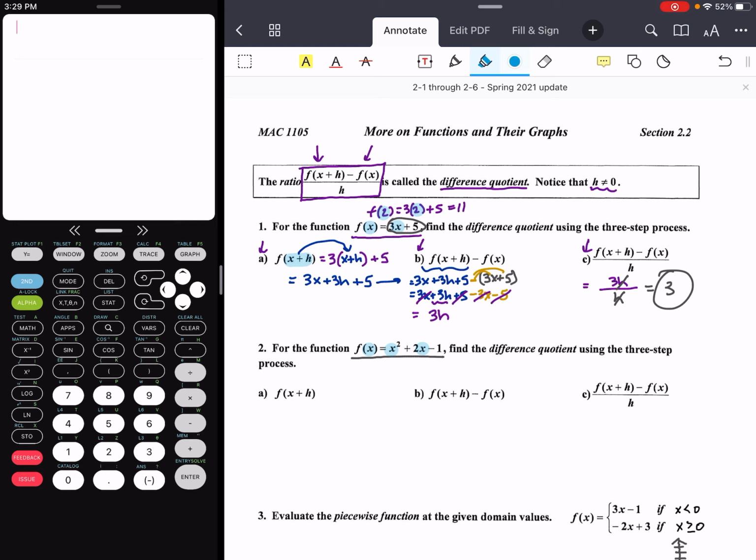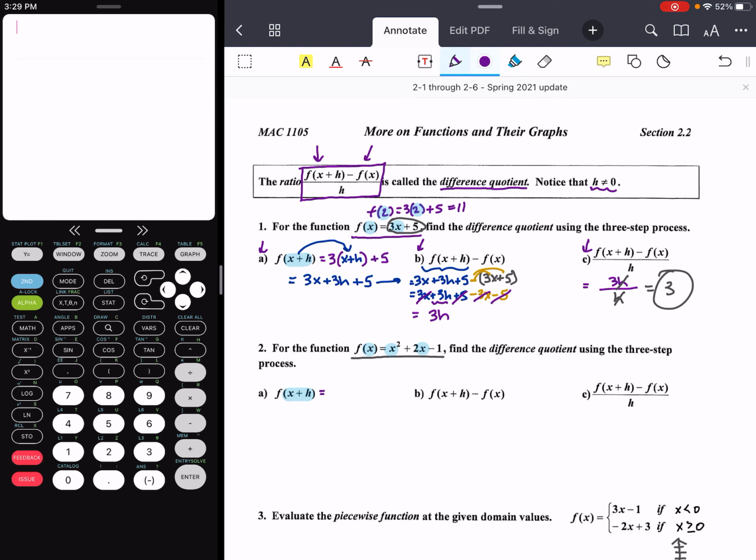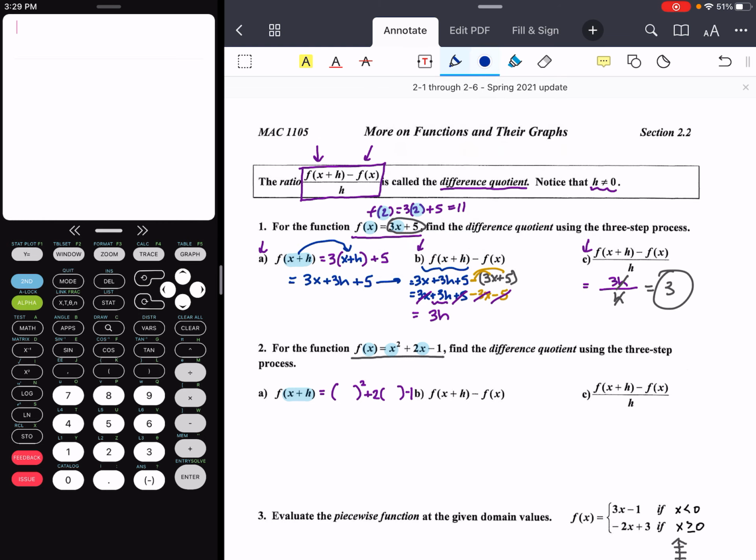So now for part A, when I want to find f of x plus h, f of x plus h will be x plus h squared plus 2 times x plus h minus 1. So anywhere x appears in my original function, I'm going to replace that with x plus h in parentheses.